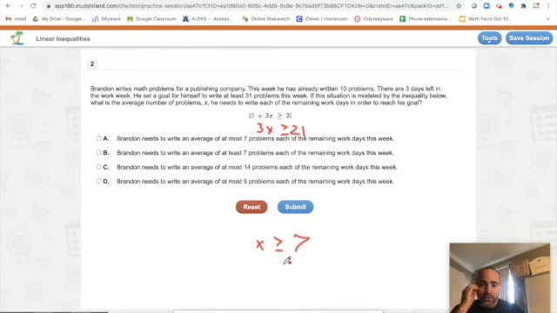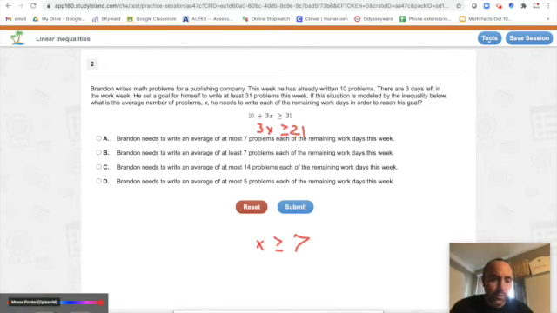So we want the one that says he needs to write at least 7 problems each time, which ends up being B. All right, if we did at most 7, that means 6 could be an answer, 5 could be an answer, and he would fall short of his goal. So we got B.